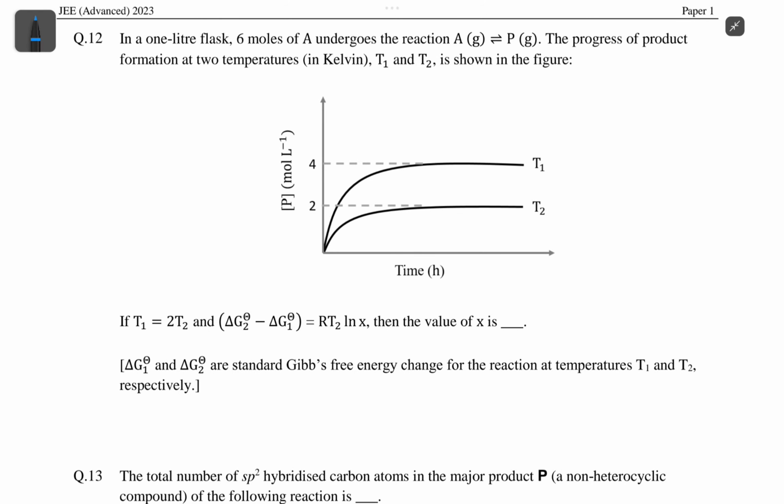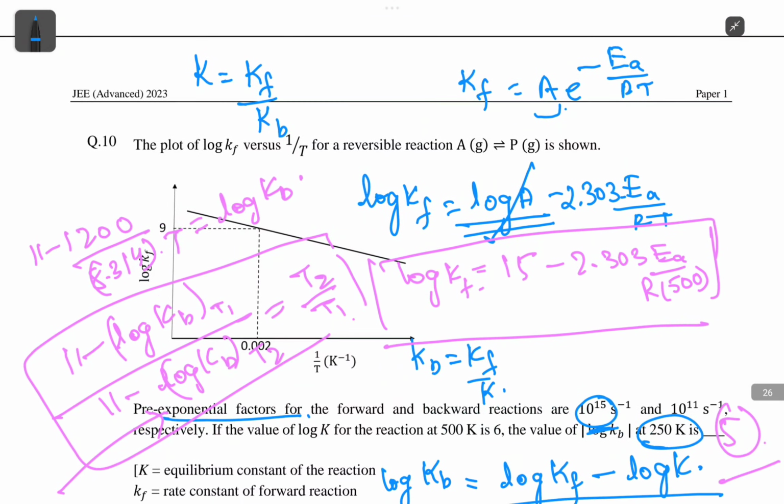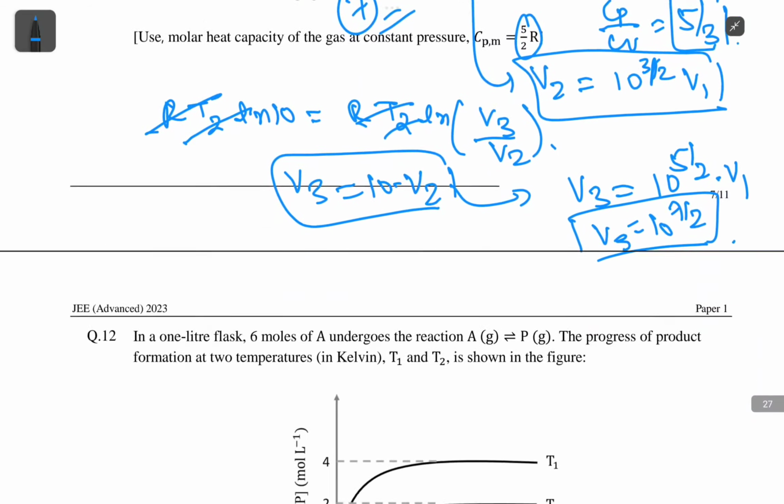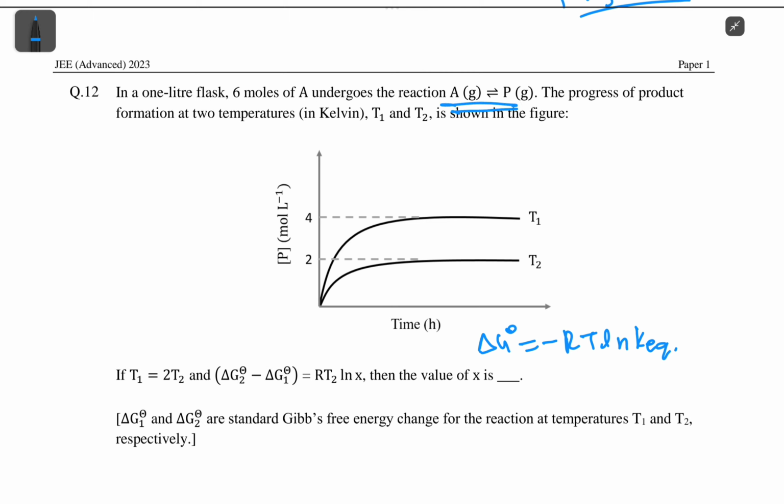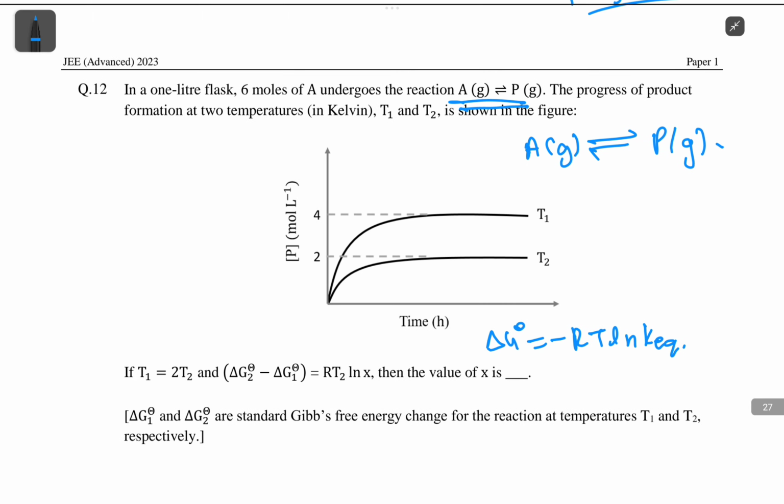For this question, it's similar to this one. This 10th question is similar to this one. For this, you should know that delta G naught is minus RT ln K equilibrium, and this given condition is important to us because 6 moles forms first, you can see 2, right? And then it forms 4.